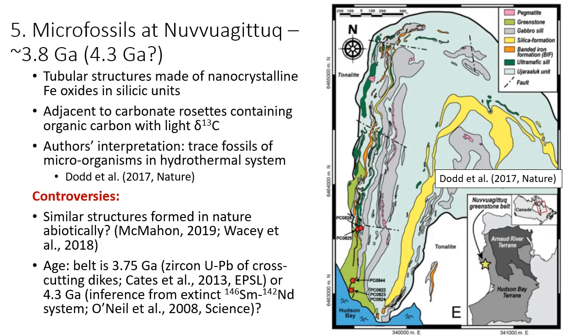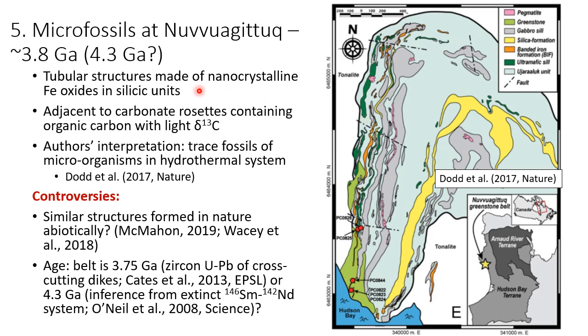We now turn to the Nuvvuagittuq region on the eastern shore of Hudson Bay in Canada, and this is a belt of ancient Archean rocks largely made up of metamorphosed basalts with some associated metamorphosed sandstones and silica units, many of which have been interpreted as potentially ancient hydrothermal systems. And in these silica units are hosted these structures that have been interpreted as microfossils.